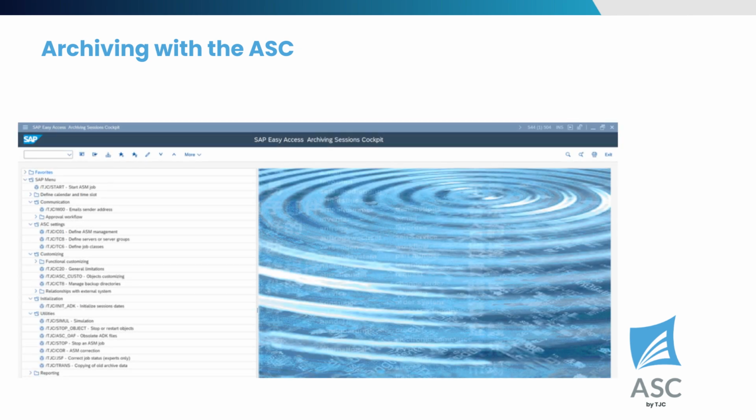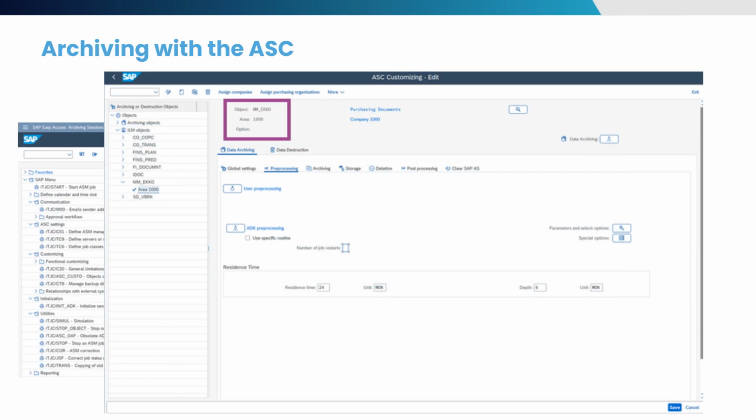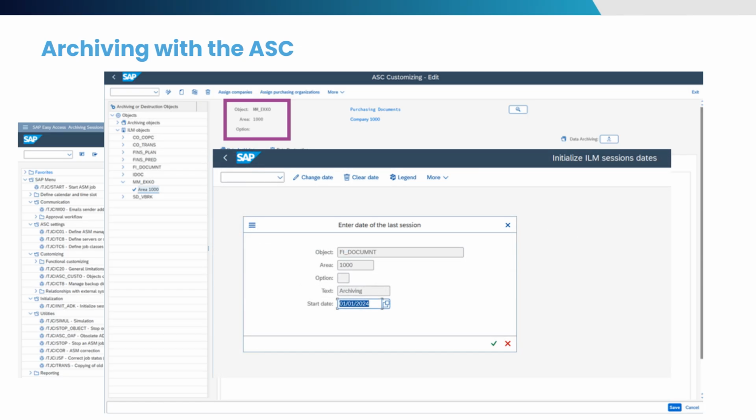Archiving sessions with the ASC are managed from 3 fields: object, area, and options. Object is a mandatory field, while area and option are optional. In the field Object, we define the SAP archiving object to run. In the field Area, we define the organizational entity, which can be a company code, a plant, a sales organization, a controlling area, etc.